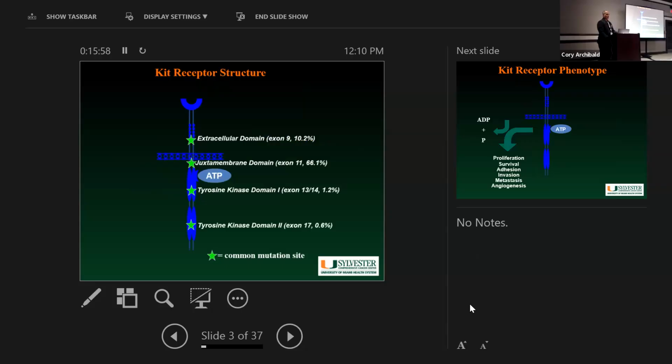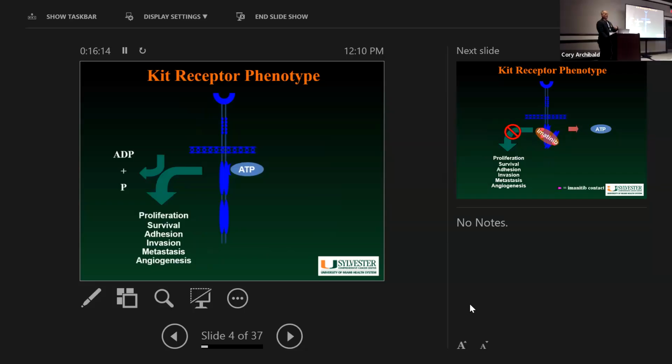Just briefly touching on a little bit of the molecular biology, KIT is the most common mutation. There are others we'll talk about. The most common mutations in KIT are in exon 11 or exon 9, and these activate the kinase such that when the kinase is turned on, it sends a signal and drives this phenotype, which covers many aspects of tumorigenesis, turning a normal cell into a cancer cell.